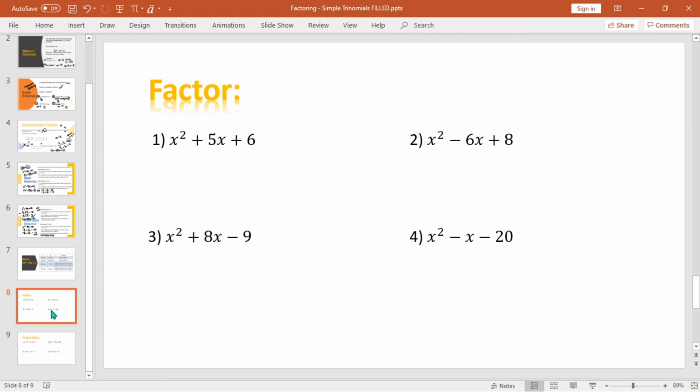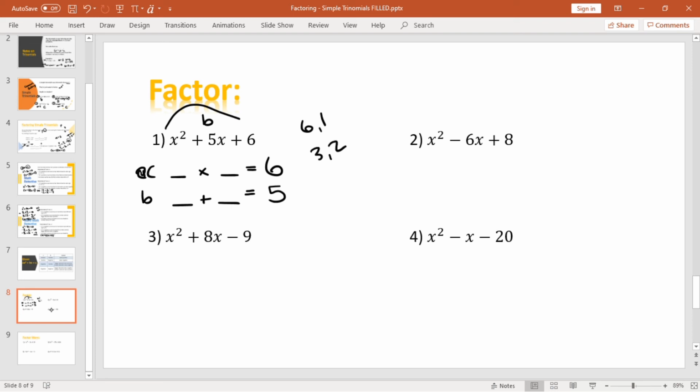So let's do some and do it the long way. So that AC line and that B line. AC is always your product line. I need things that are going to multiply to 1 times 6, which is equal to 6. And I need things that are going to add to 5. So always looking at factors of 6. My choices are 6 and 1 or 3 and 2. 6 and 1 add to 7, no good. 3 and 2 add to 5.